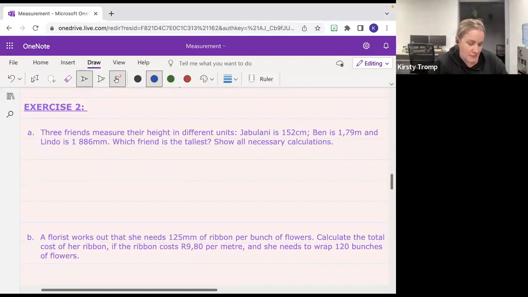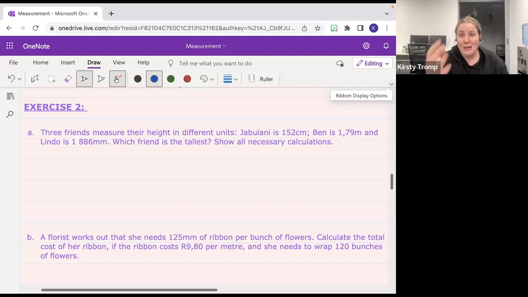So we've got 3 friends measuring their heights in different units. Jabulani is 152 centimeters. Ben is 1,79 meters. And Lindor is 1,886 millimeters. Which friend is the tallest? Show necessary calculations. When you are comparing people's heights, it's very difficult if you've got everybody in different figures. We've got meters, centimeters, and millimeters. So the first thing we're going to want to do is put everybody in the same measurements.